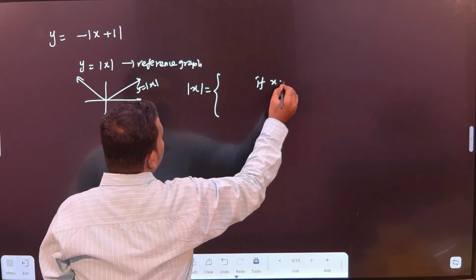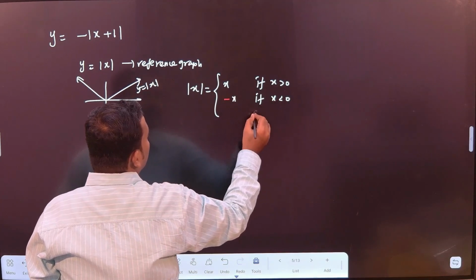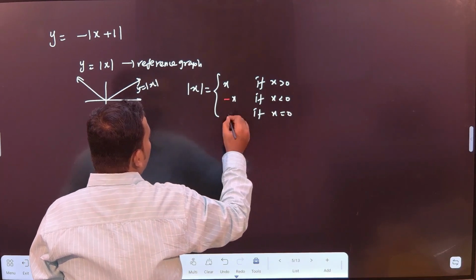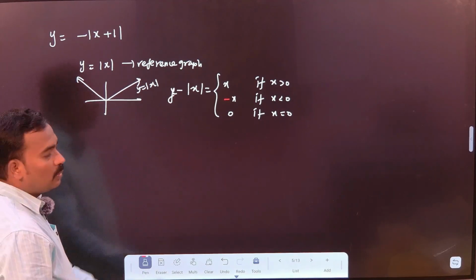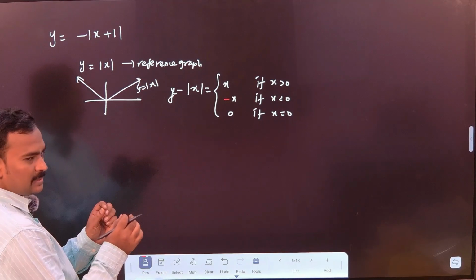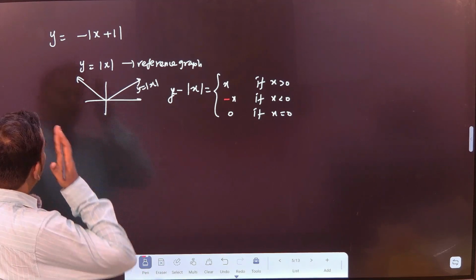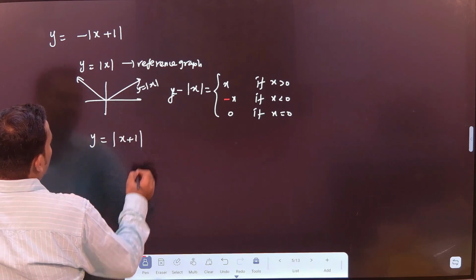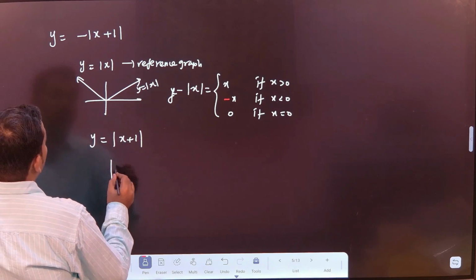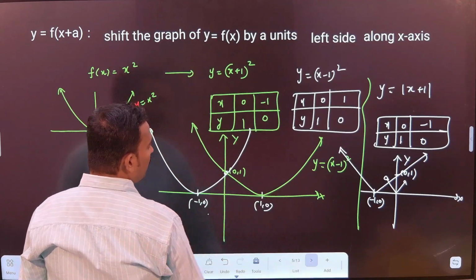If x is greater than 0, x. If x is less than 0, minus x. If x equal to 0, 0. This is y. Y is equal to x when x is greater than 0. When x is less than 0 means minus x. X equal to 0 means 0. Okay, so first you have to draw the graph of mod x plus 1. You already discussed this here, right? You can see mod x plus 1 discussed, right?